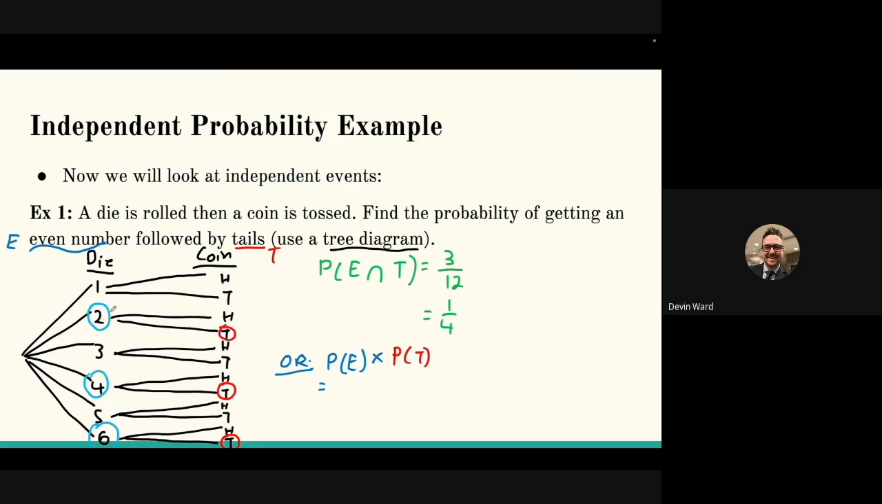Because we have 1, 2, 3 different ways of getting an even number out of the 6 total options.